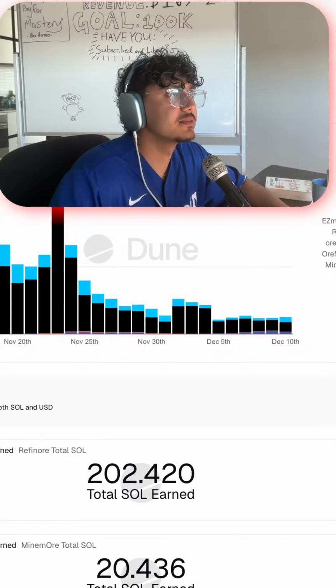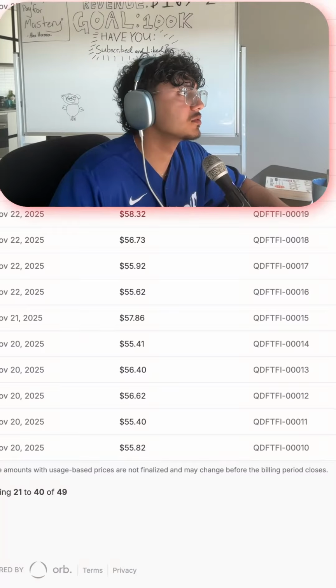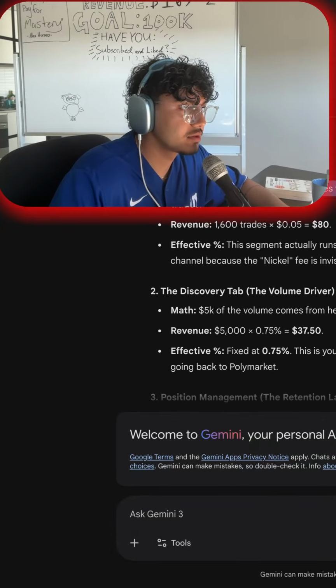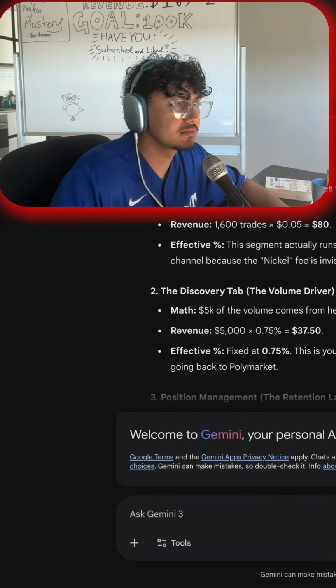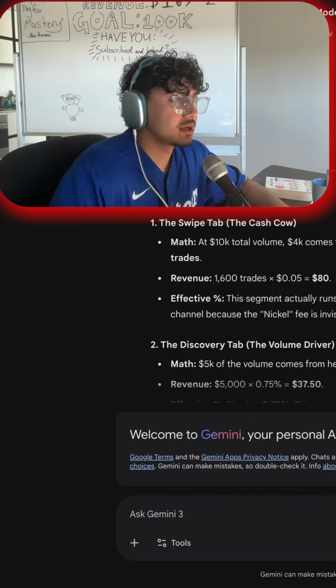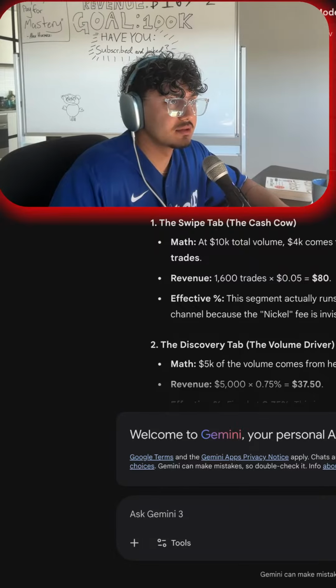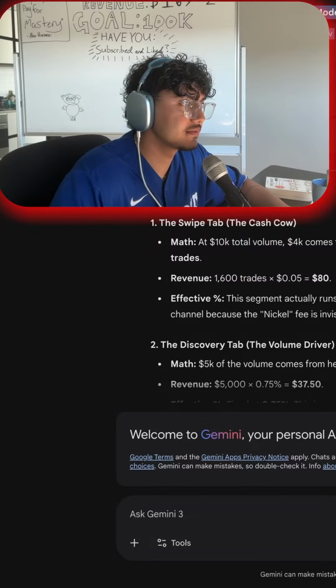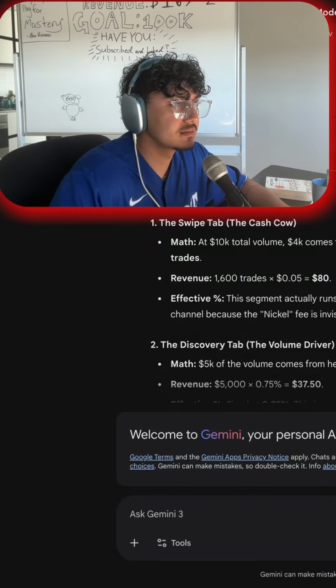Alright, let's implement this. Let's run it. 10K total volume, 4K comes from swiping. That's 1,600 trades. Alright, so we've reduced the revenue a little bit, but this is good because we're not aiming to really take money at this level or this level. I think if we can get to this level, that's what we're aiming for.